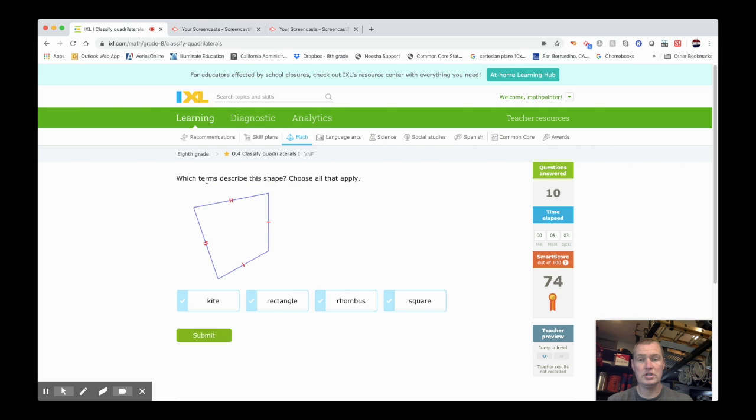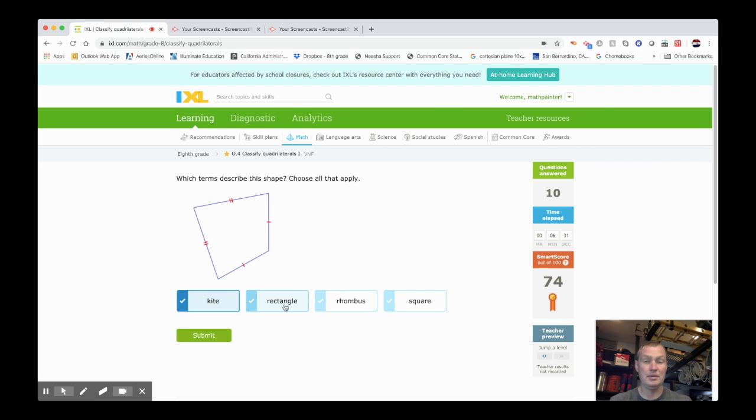Which terms describe the shape? Choose all that apply. Okay, now all that apply. So when they say all that apply, chances are more than one is going to be correct. All right, we're going to start with the kite. A kite has two sets of matching sides. So like the front side of the kite, I guess, are matching, and the back side of the kite are matching.